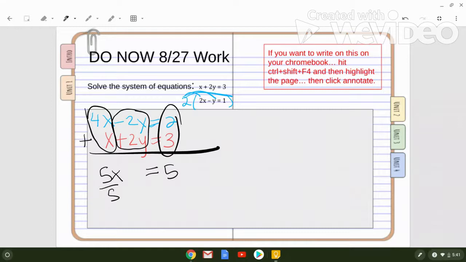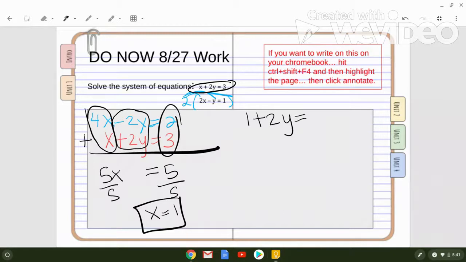Divide both sides by 5, and x equals 1. So we know x is 1. Well, what's y going to be when x is 1? So I'm going to pick any equation. I'm going to pick this top equation, and I'm going to plug in 1 for x. So instead of writing x plus 2y equals 3, I'm going to write 1 plus 2y equals 3.